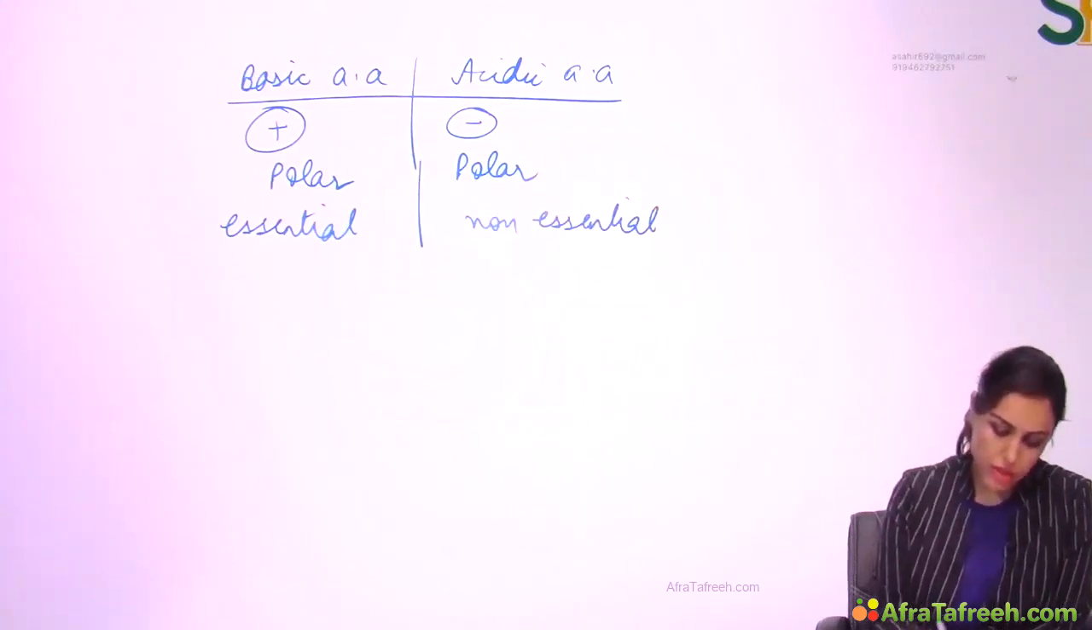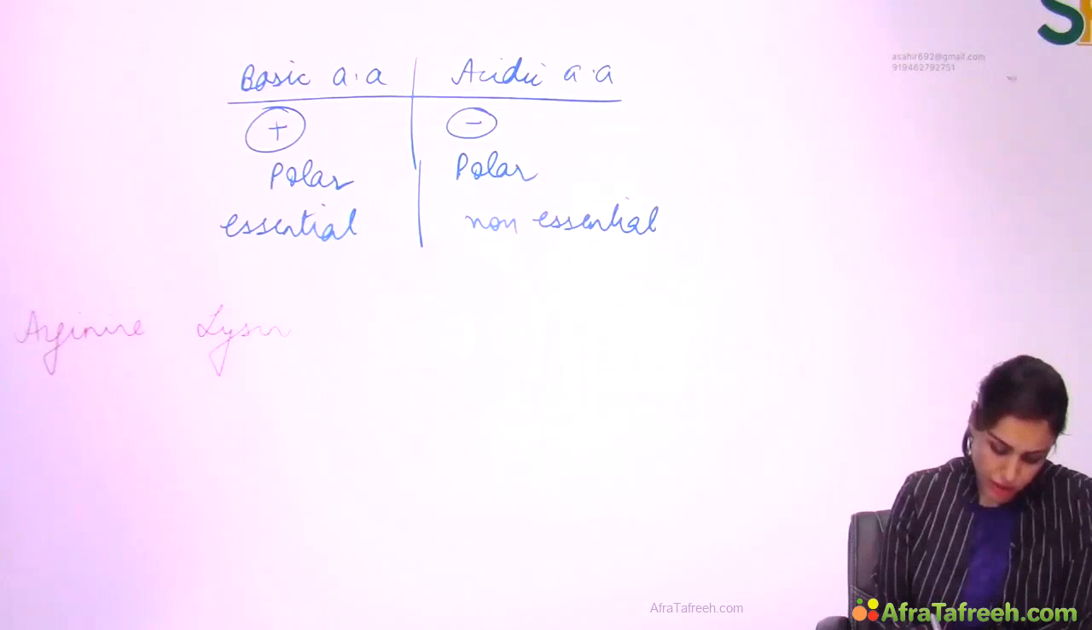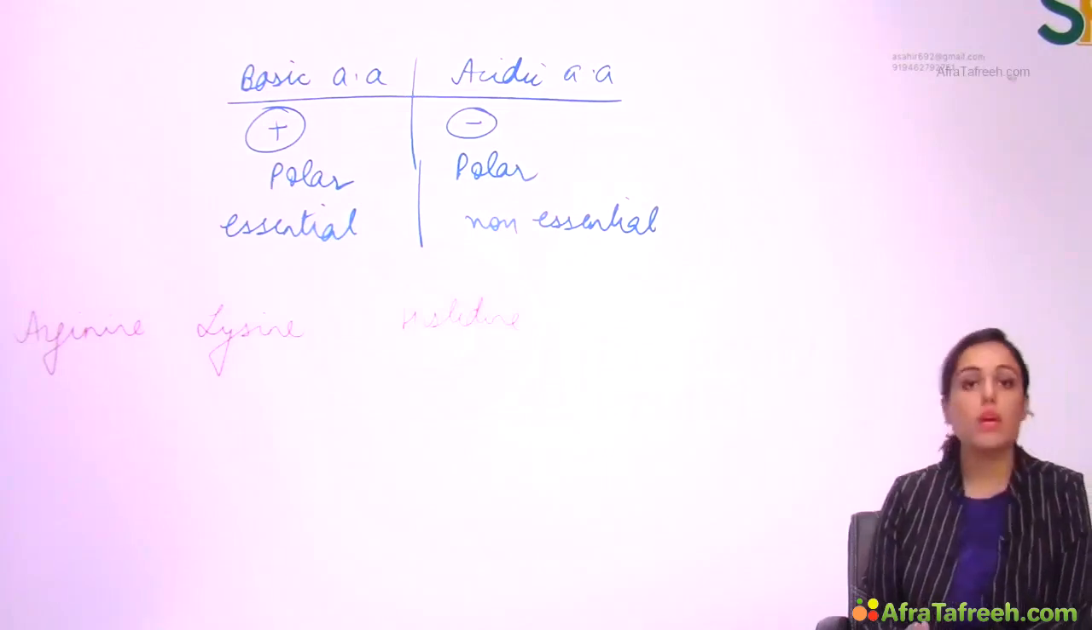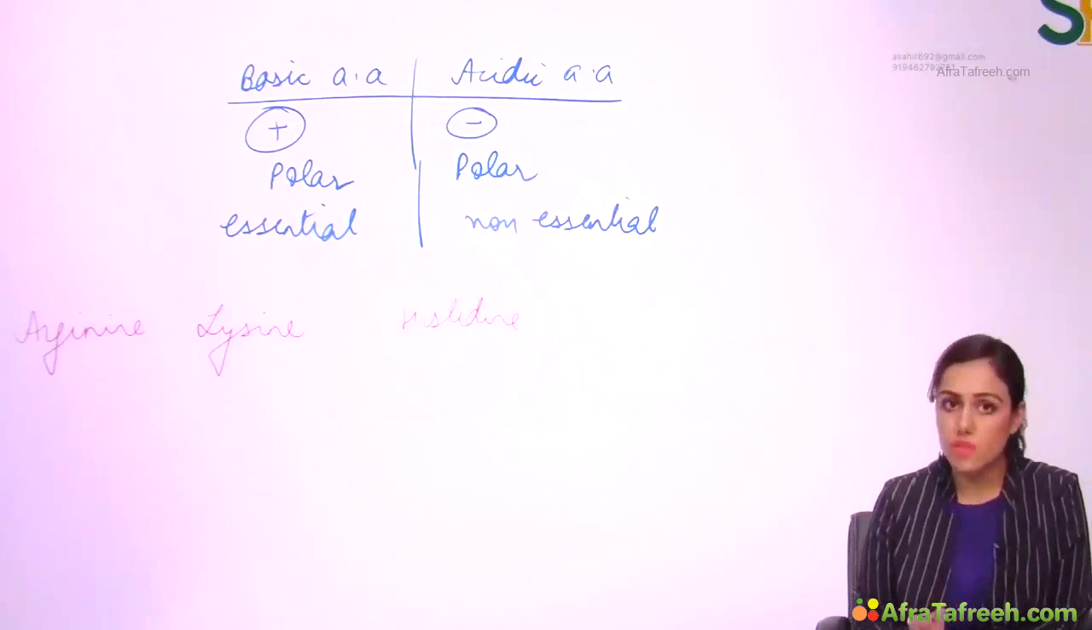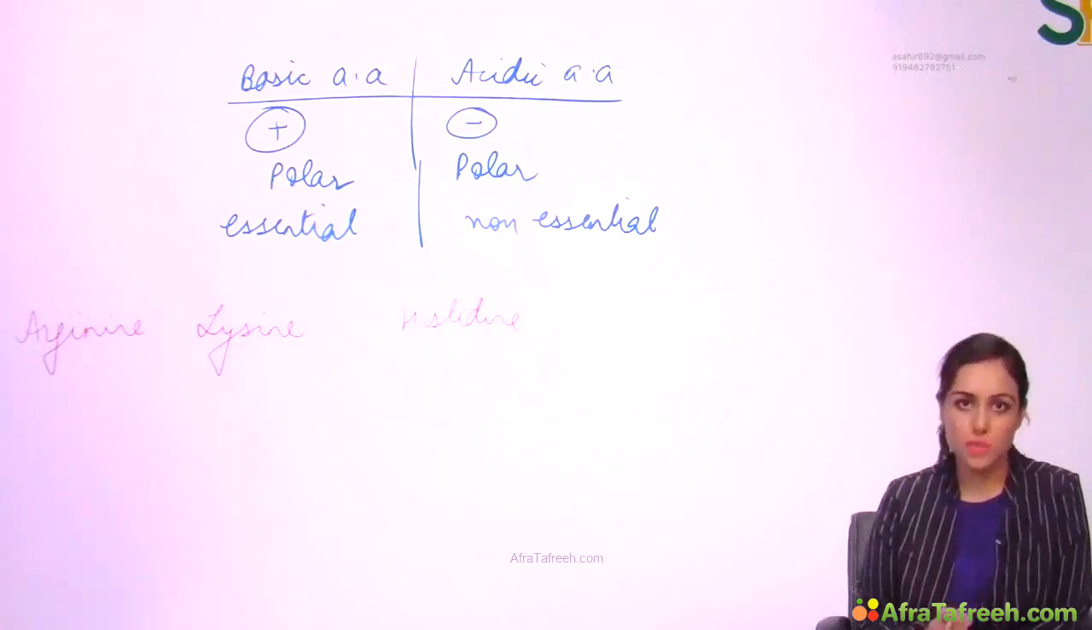Now let's see the example. Example of basic amino acid is arginine, lysine, and can I take histidine also in this category? Histidine, because histidine also has positive charge. I told you it has positive charge but less positive charge, right? But it has positive charge.